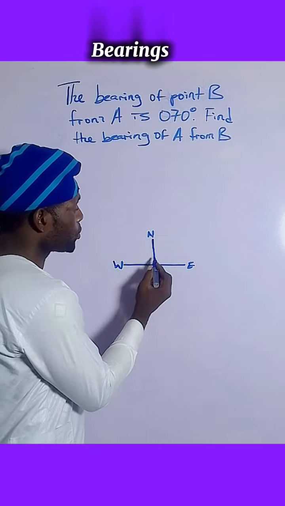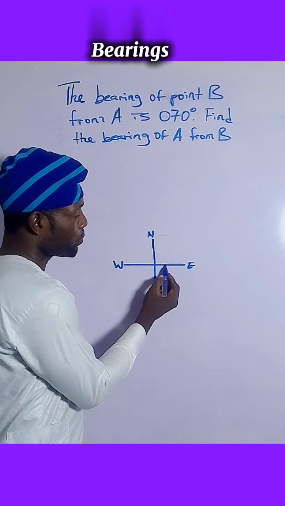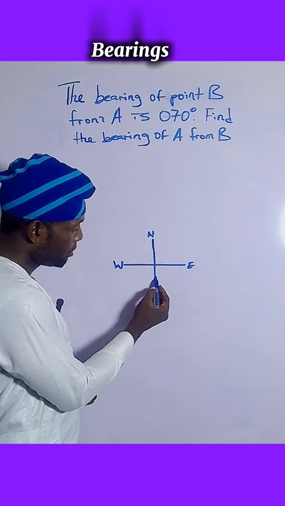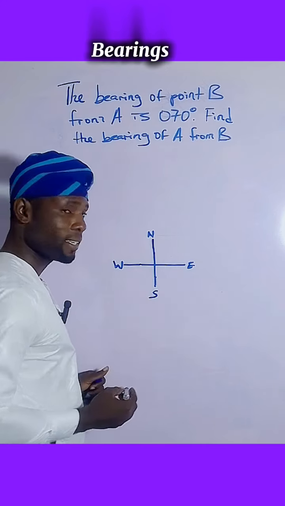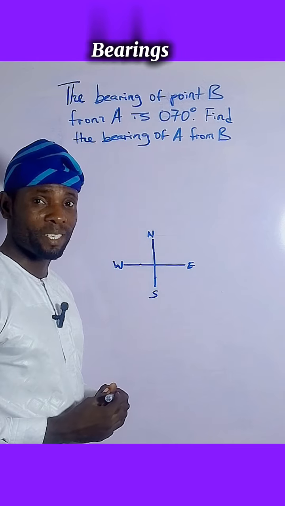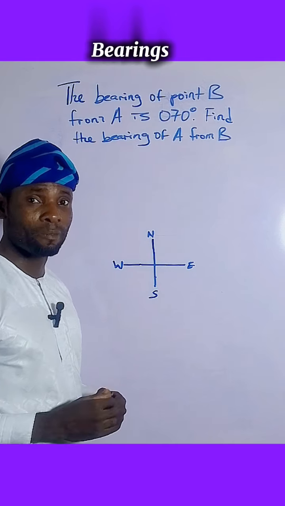Before that, let me quickly show you this. From this point to this point is 90 degrees, 90 degrees, 90 degrees, 90 degrees. So, bearing is measured between 0 degrees and 360 degrees. Now let's get down to the question.